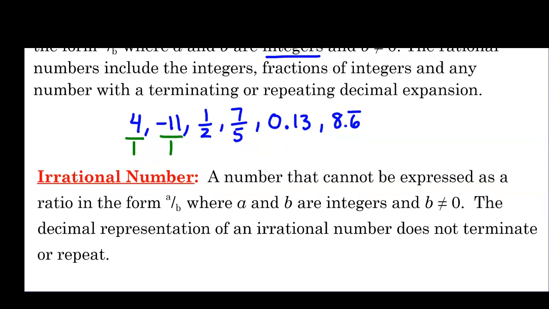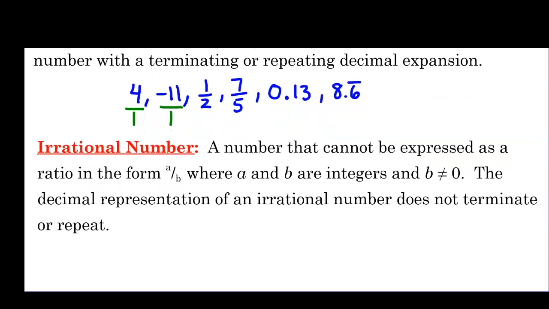So then an irrational number is a number that cannot be expressed as a ratio in the form a over b, where a and b are integers and b not equal to 0. Essentially, any number that cannot be classified as a rational number is then irrational. The decimal representation of an irrational number does not terminate or repeat. So based off that second part of the definition, the most famous irrational number that we have learned is pi. Pi's decimal expansion is 3.14, and it continues on, never terminating, never repeating.